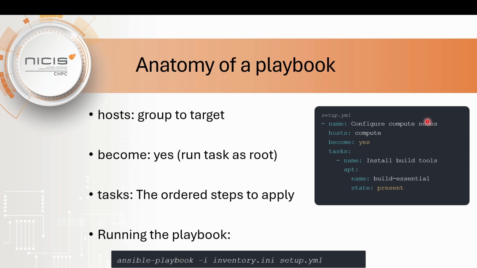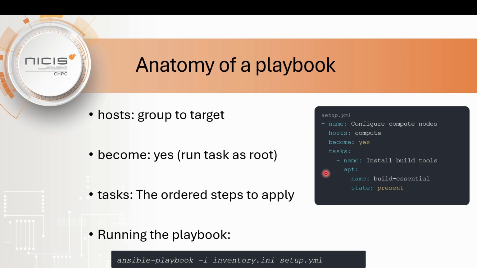So this is an example of a playbook. This playbook we have here, as you'll see, has a name. The name there is configure compute nodes, and then hosts. That describes the hosts that we're targeting. For this one, we're only targeting our compute nodes. And then become there just tells Ansible that you need to run this as root. And then this is our particular task we're talking about.